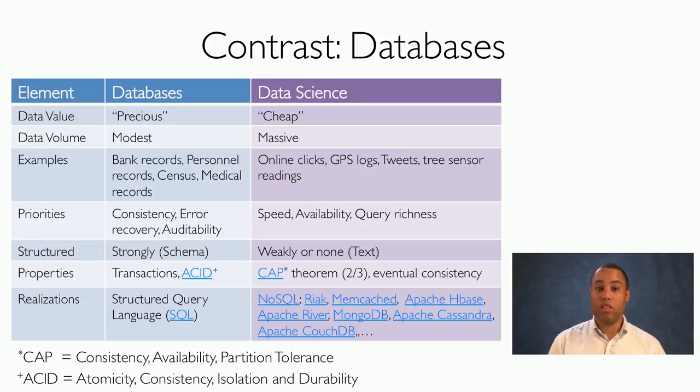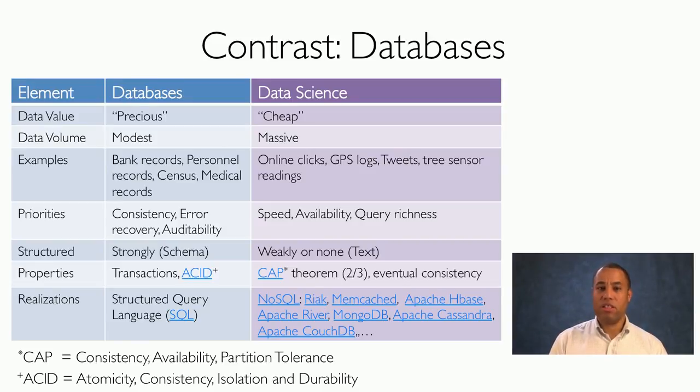ACID stands for atomicity, consistency, isolation, and durability. Atomicity means that when we make a change to the database, it happens completely or not at all. Consistency means our database is always in a consistent or correct state. And isolation means that if we have multiple things occurring within that database at the same time, they're isolated from one another. Durability means that once we have made a change to the database, we guarantee that that change will survive, even if the system should crash or should fail.